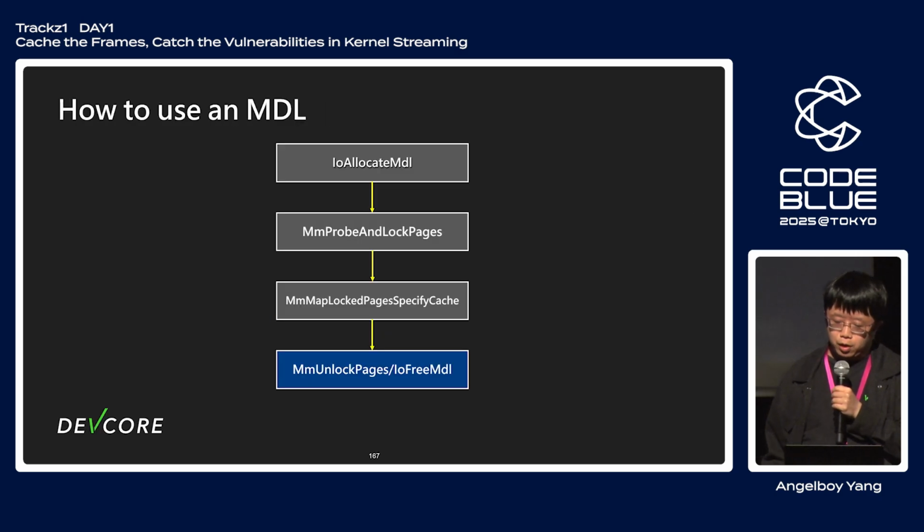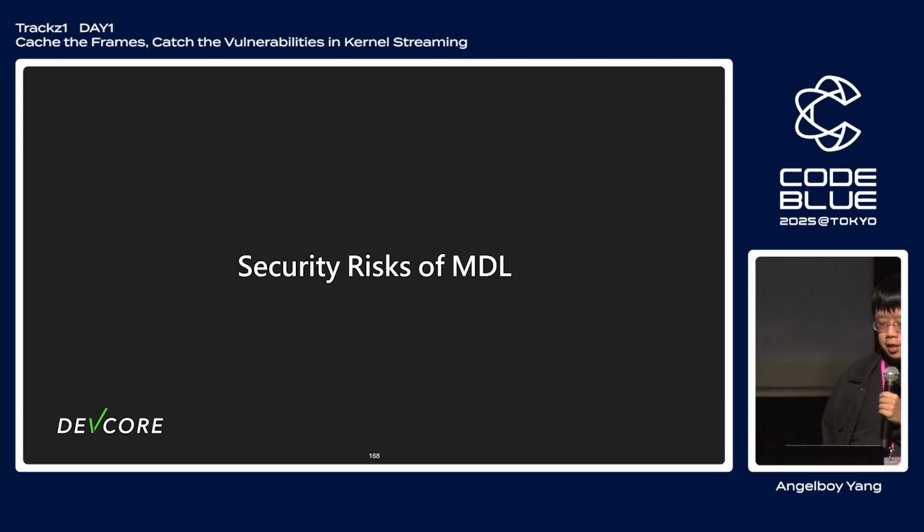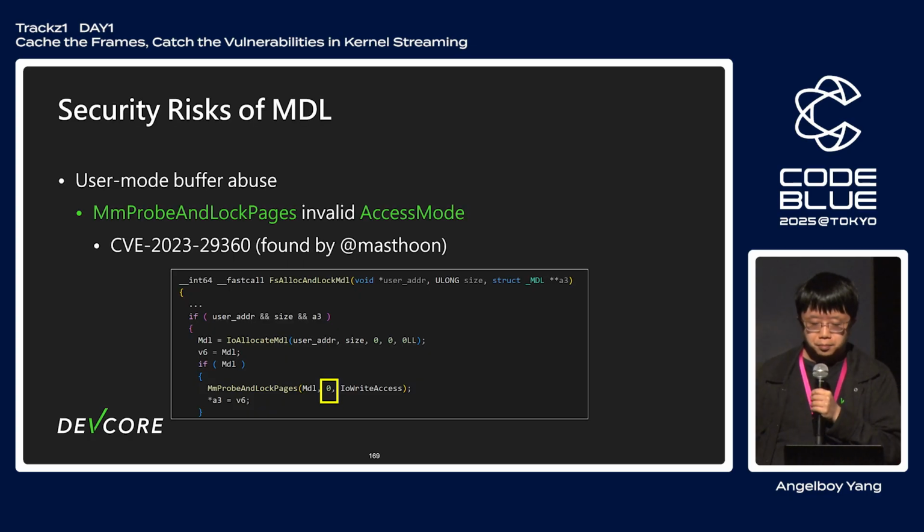The last step invokes MmUnlockPages and IoFreeMdl. This simply unlocks the pages and releases the MDL. I will not go into detail here. Now, I will take a look at a few common vulnerabilities caused by incorrect MDL usage.